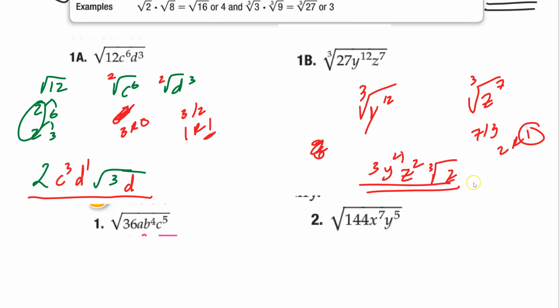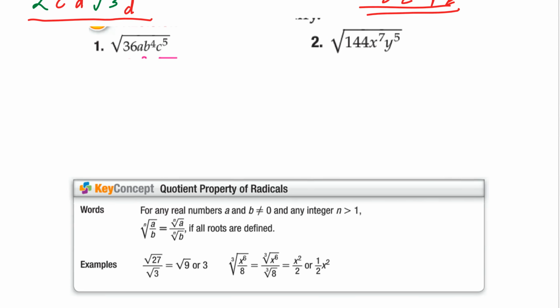That's the answer. So again, all we're going to do is what we normally do. What multiplied by itself 3 times equals 27. Divide the power by the root, divide the power by the root. If there's a remainder, it stays on the inside. Remainder stays on the inside. Let's do some more just to practice.